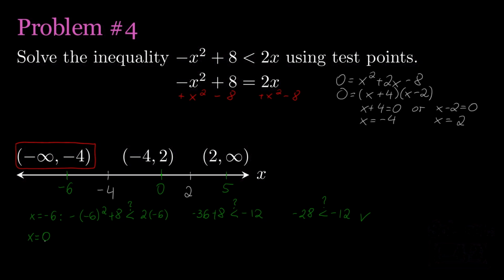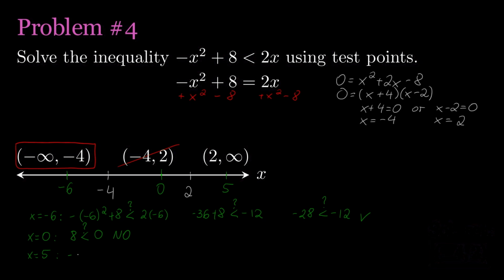Let's move on to the test point of 0. All the terms with x will turn into 0, so we're just going to have 8 on the left-hand side, less than 0 on the right-hand side, asking whether it's true or false. Of course, 8 is not less than 0, so this is false. And therefore, this interval from negative 4 to 2, from which 0 came, does not belong to the solution set of our inequality.